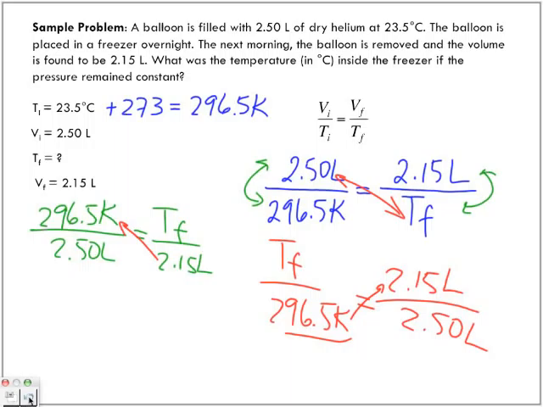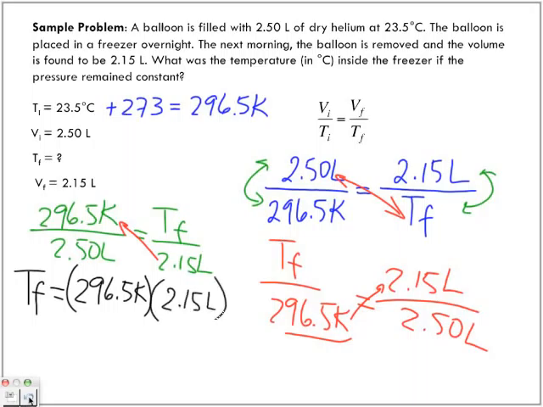To isolate for our final temperature, we're going to isolate for TF in any which way. And I'm going to use this bottom method here. So what we have is 296.5 Kelvin multiplied by 2.15 liters divided by 2.50 liters. Notice what units cancel out. My liters cancel out. And my temperature.